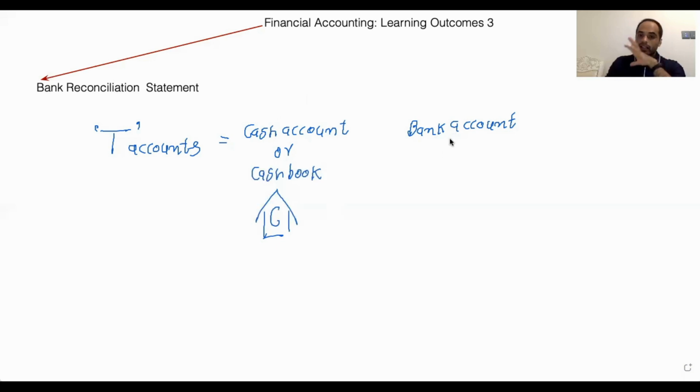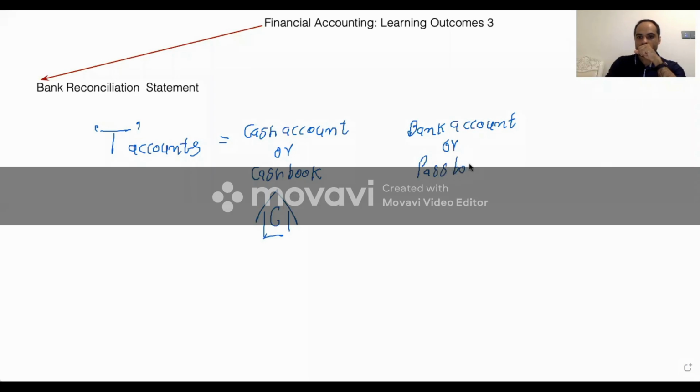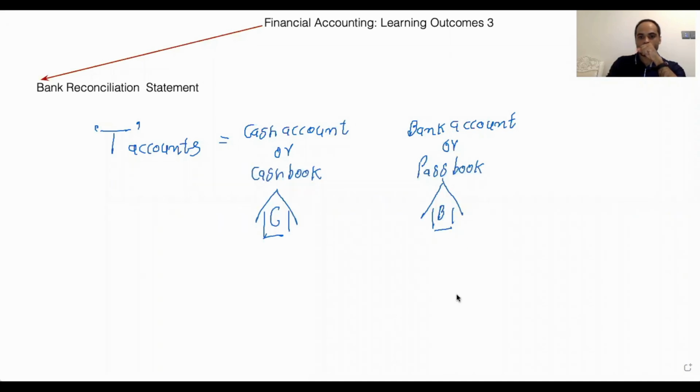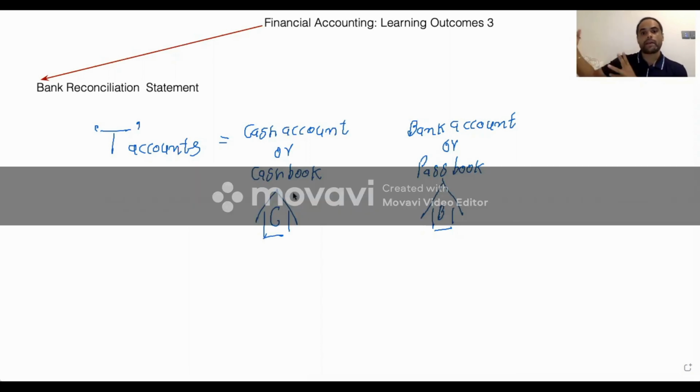Okay. Another name for the cash account is the cash book. Same thing, the bank account has another name, called the passbook. So in simple language, the passbook is prepared by the bank, right? The cash book or cash accounts are prepared by you as a company, as a customer, right? So you prepare your cash accounts, and the bank prepares the passbook.